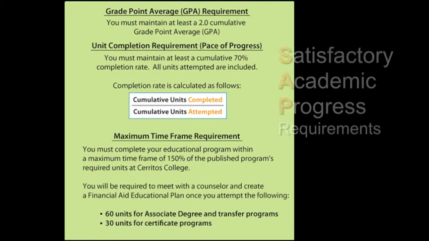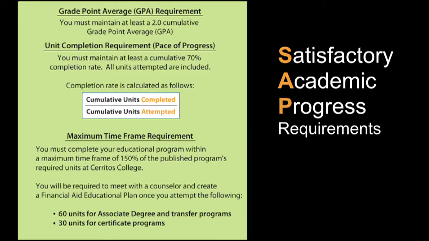To stay in good standing with financial aid, students need to maintain a cumulative 2.0 grade point average and maintain at least a cumulative 70% completion rate. All units attempted are included in the completion rate calculation. To calculate the completion rate, we divide the cumulative units completed by the cumulative units attempted.